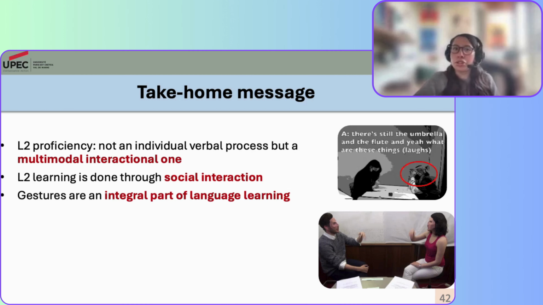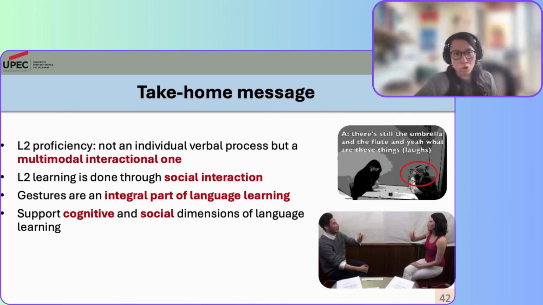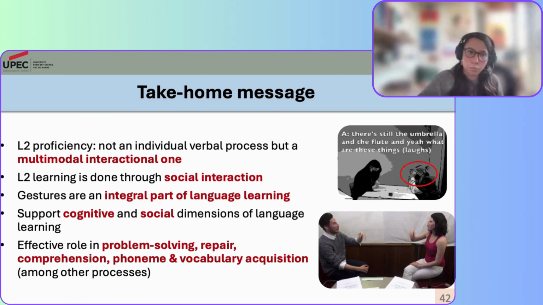And so gestures are not just there. They really are an important and fundamental part of language learning. And as studies have shown, they support cognitive and social dimensions of language learning, and they have an effective role in problem solving, repair, comprehension, phoneme and vocabulary acquisition, fluency, etc., among other processes.